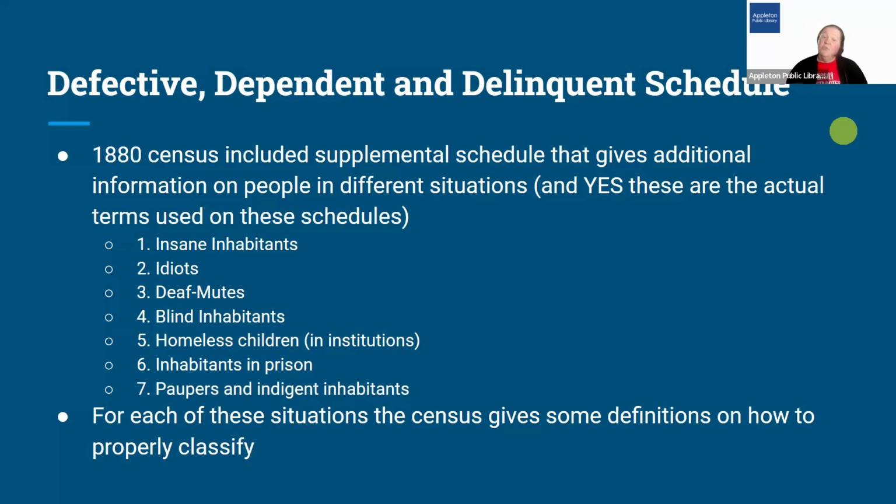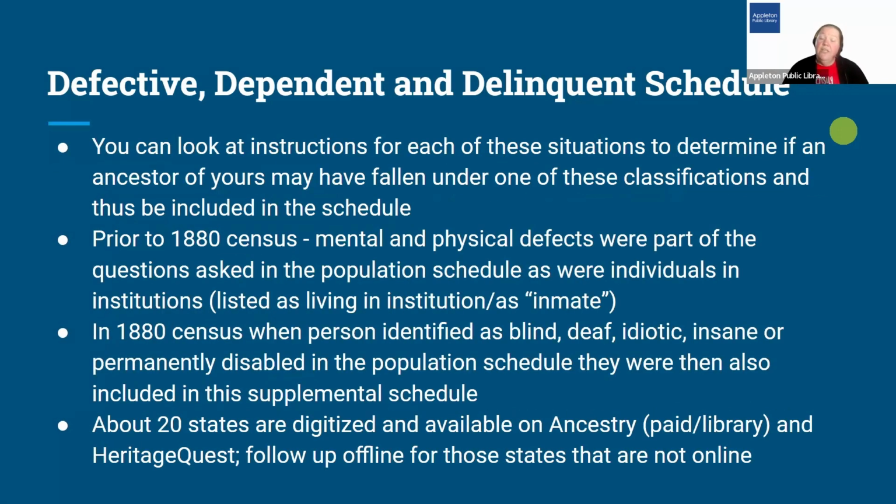For each of the different situations, the census on this is actually going to give some definitions on how to properly classify these people and who is included in these groups. So definitely when you look at this, you understand maybe what the parameters were for your ancestor being declared an insane inhabitant. You can, of course, look at the instructions for each of these situations to determine, do you have an ancestor that may have fallen under one of these classifications that might be included in the schedule?